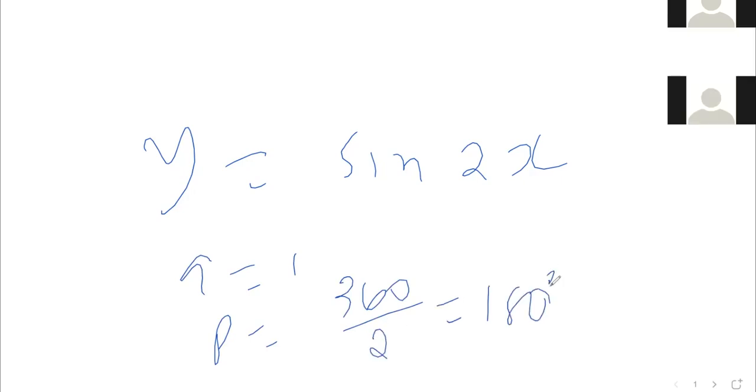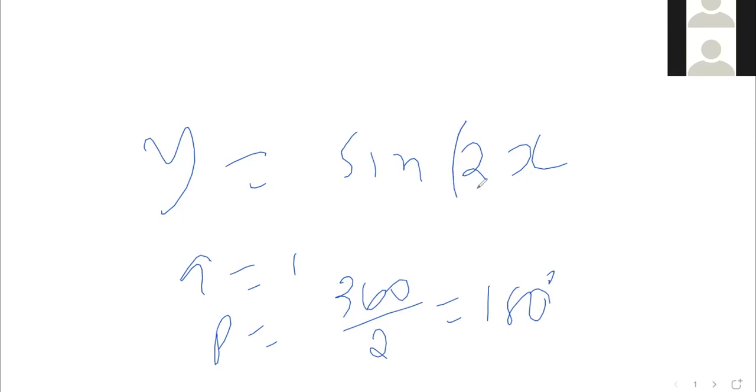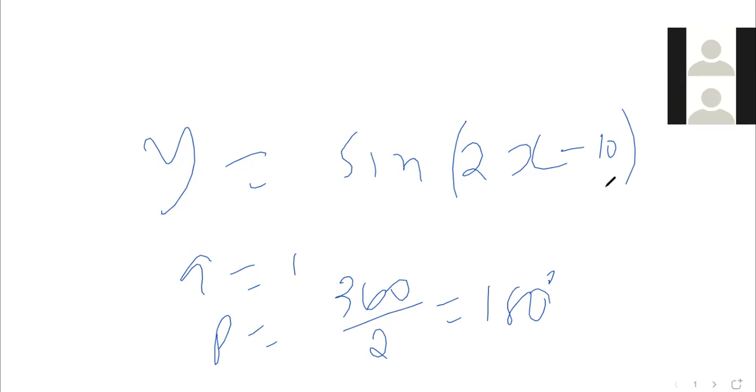But this particular question has got no phase angle. The phase angle is 0. But if it was maybe 2x minus 10 degrees, then the phase angle becomes 10. But if it's just 2x, the phase angle is 0.